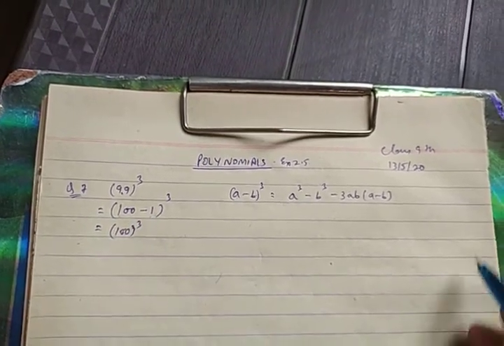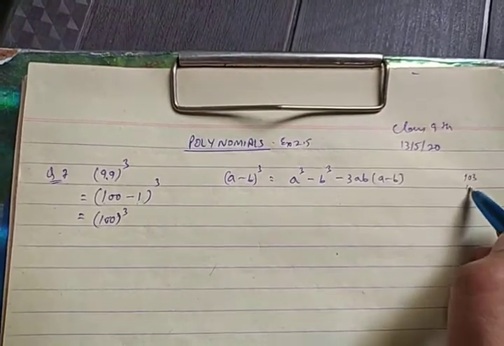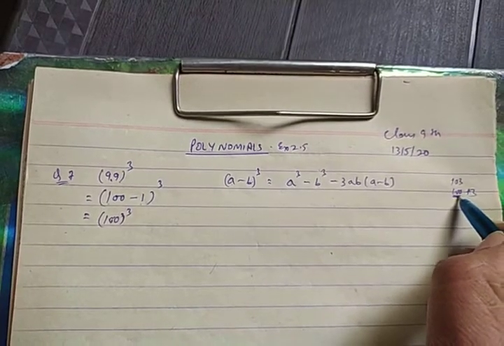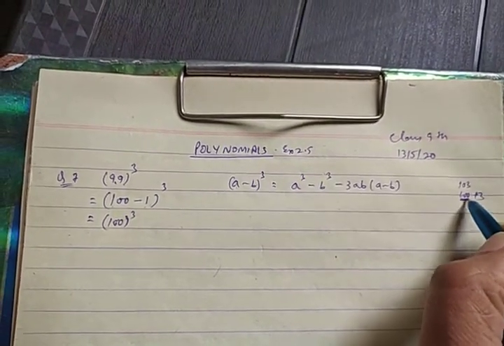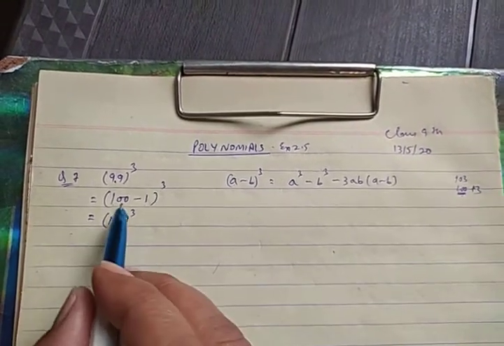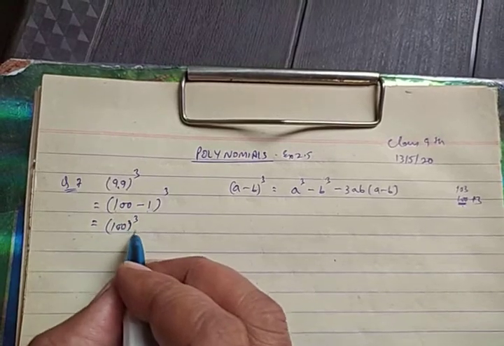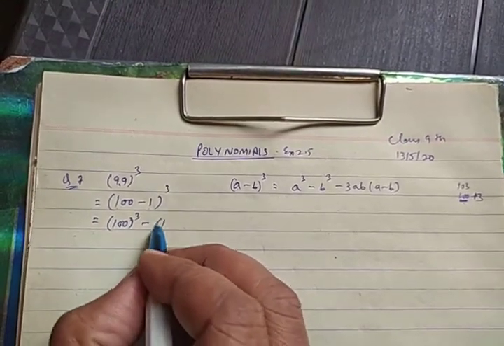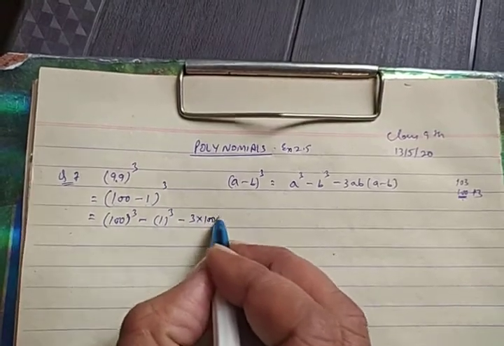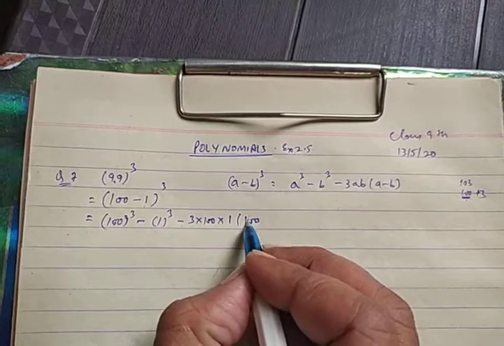Suppose you have been given to calculate 103. This may be written as 100 plus 3. Not any other number would be taken at this place. This would be 100, 10 or 1000, whatever the need of the question accordingly. Here it was 100 to be taken. Means a cube minus b cube, b is 1, 1 to the power 3 minus 3 into 100 into 1 into 100 minus 1.